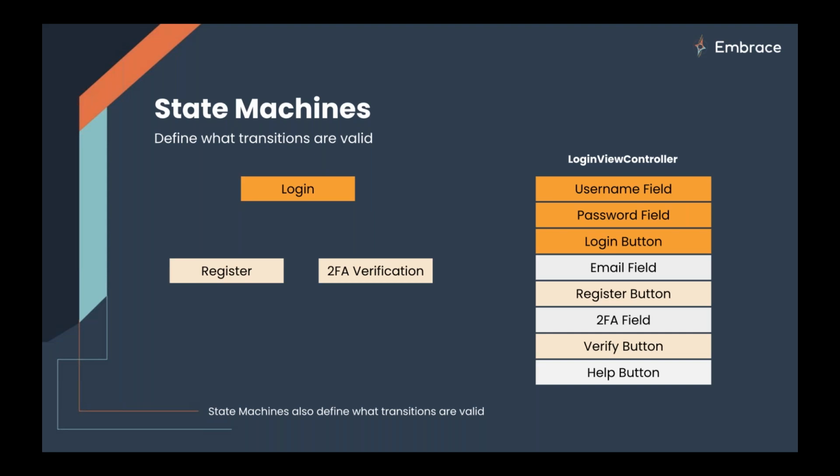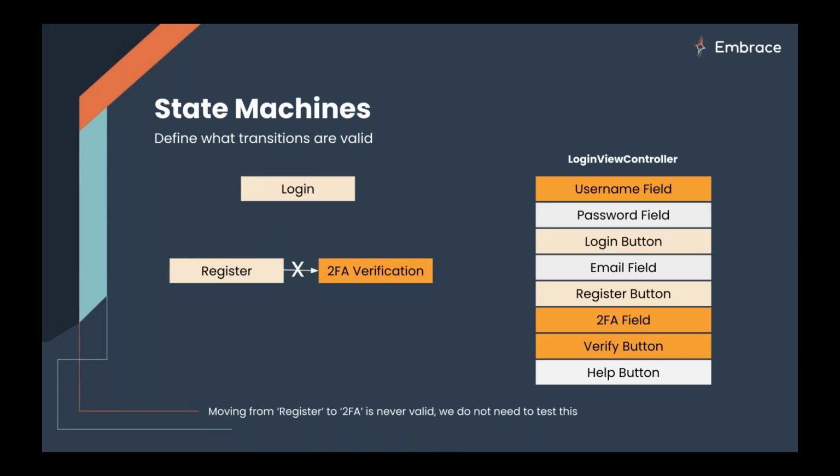The state machine also defines what transitions are valid. So when a new user enters your app, they need to register. So we will code and test an animation to move from the login state to the register state. And we'll code and test an animation to move them back to the login state when they're done.